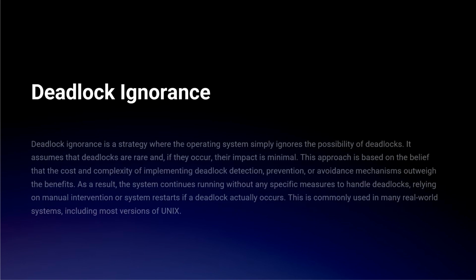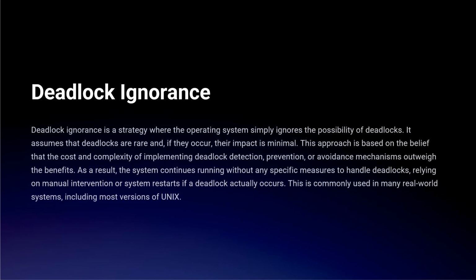Now let's see the last deadlock handling method, that is deadlock ignorance. It is a simple approach where the operating system does nothing to detect or prevent deadlocks. It assumes that deadlocks are rare and won't cause significant problems. If a deadlock occurs, it is up to the users or administrators to notice and fix it, usually by restarting the system or terminating some processes.